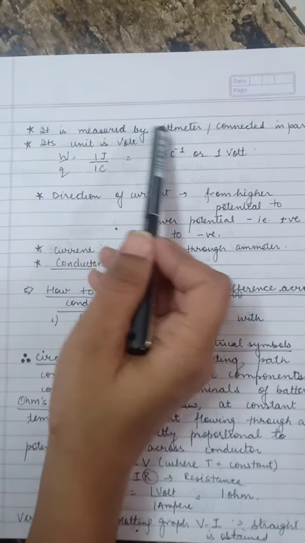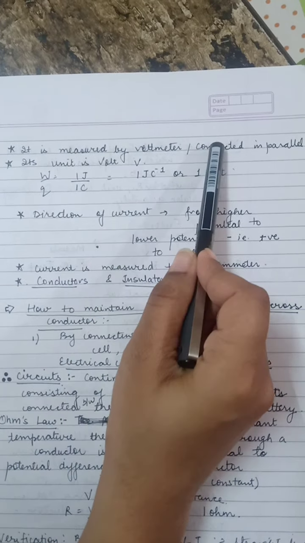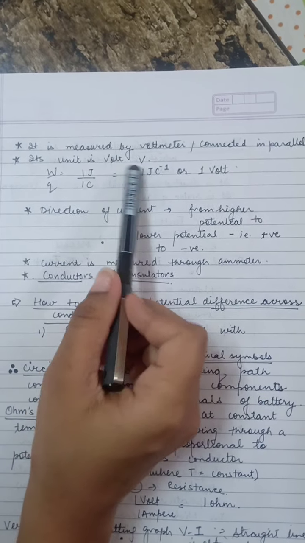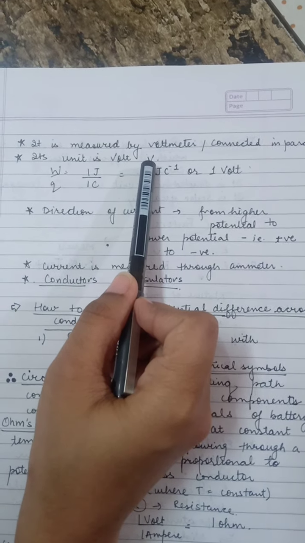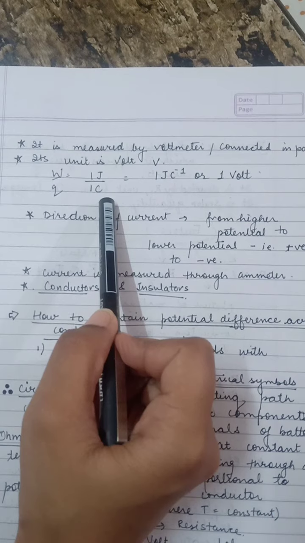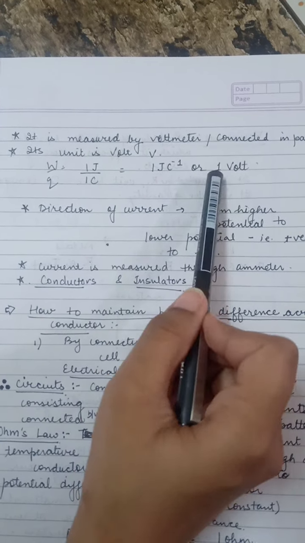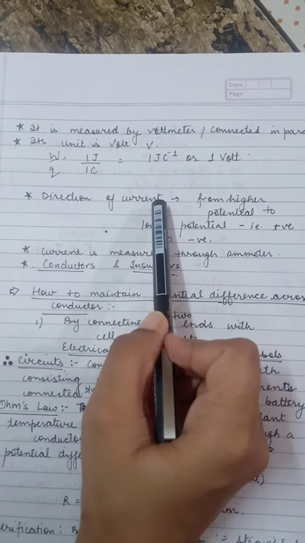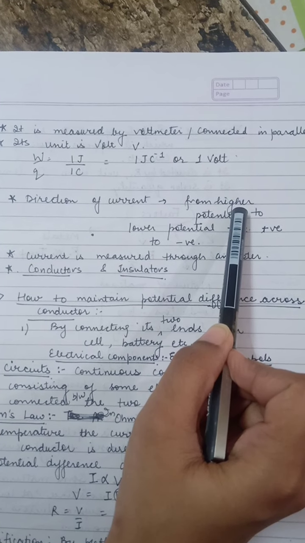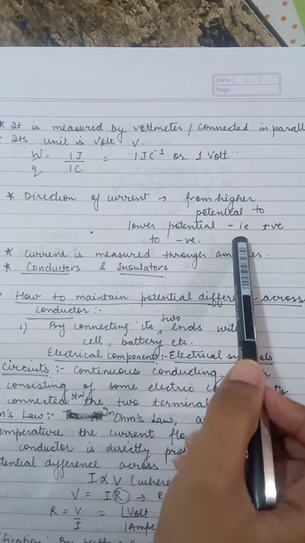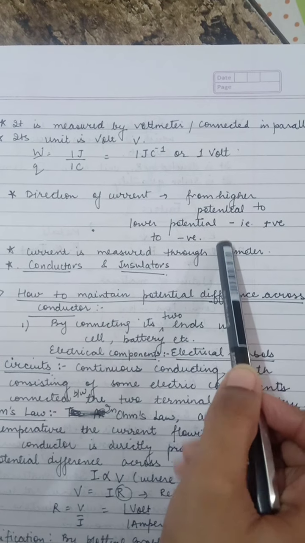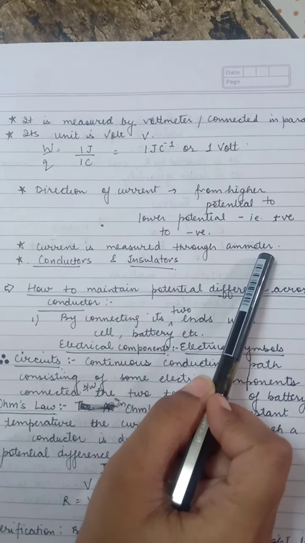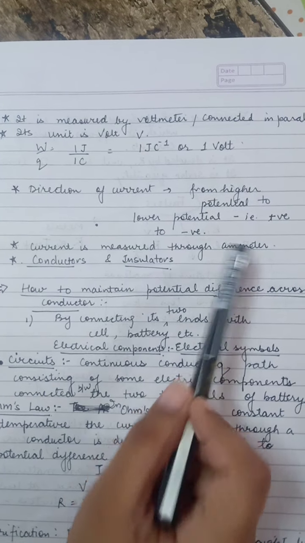We measure the potential difference by voltmeter, which is always connected in parallel. Its unit is volt, which is designated by capital V. It can also be written as 1 joule per coulomb or 1 volt. Now direction of current. Now current always flows from higher potential to lower potential, that is positive to negative. Current is measured through ammeter, and ammeter is always connected in series.